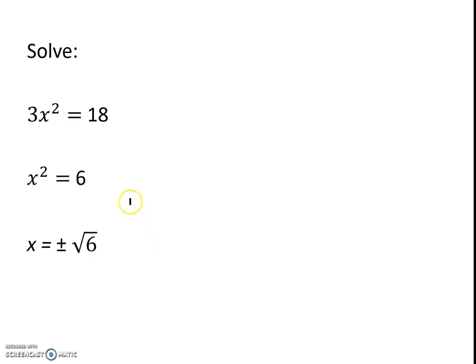Our second example is to solve 3x squared equaling 18. First thing we need to do is divide both sides of that equation by 3, and we find that x squared equals 6. Taking the square root of x squared, we get x, and on the right side we have positive and minus times the square root of 6.